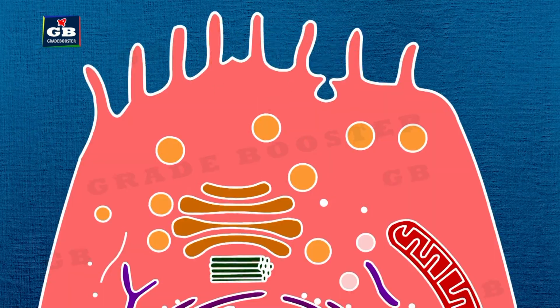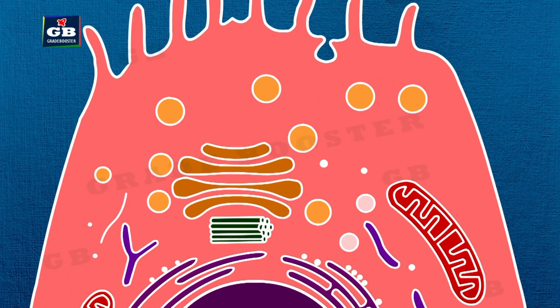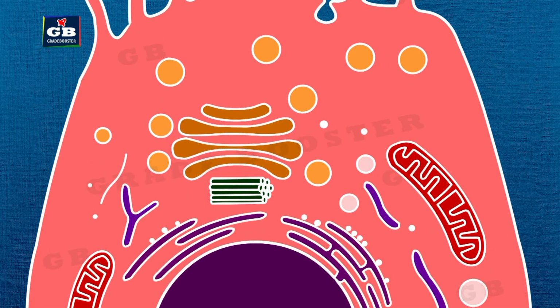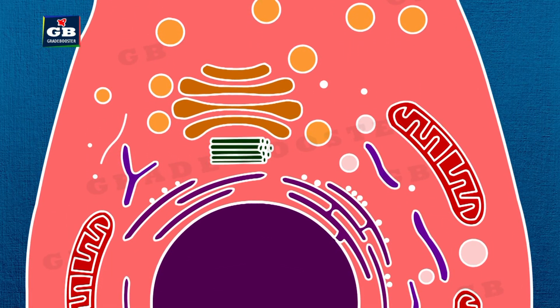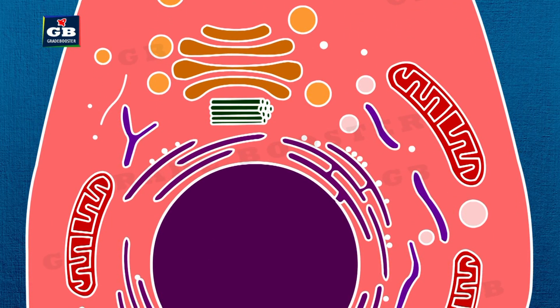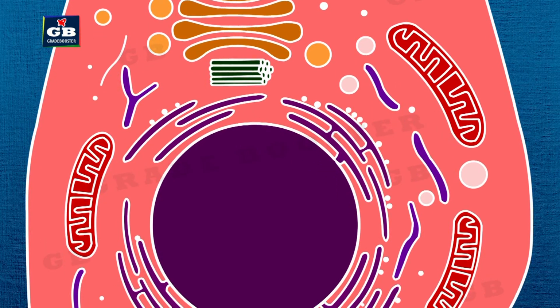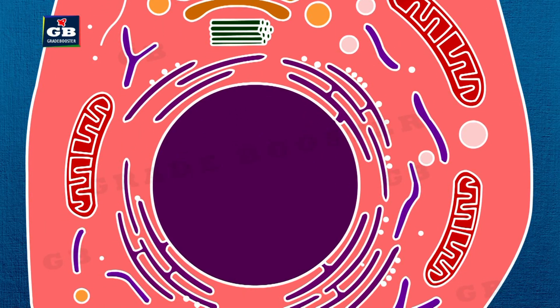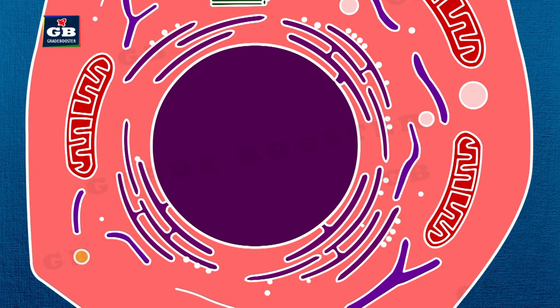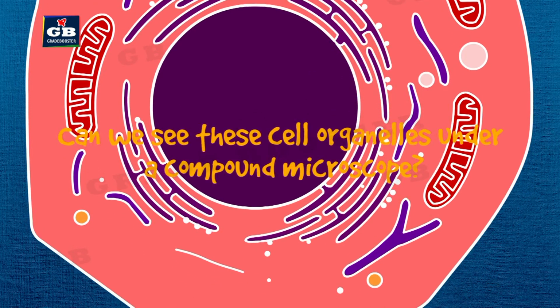All reactions cannot take place in the cytoplasm. So they need separate organelles. To keep these chemical activities separate from each other, cells use membrane-bound organelles. These organelles are called cell organelles.